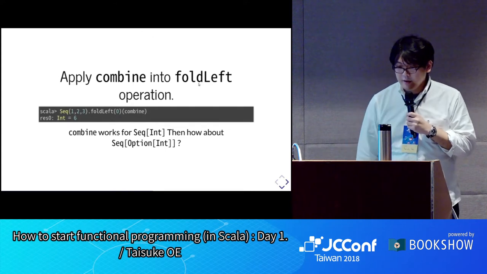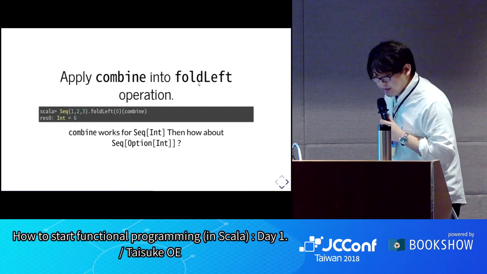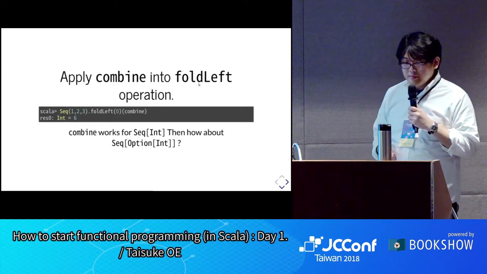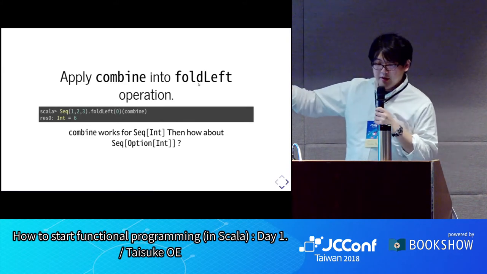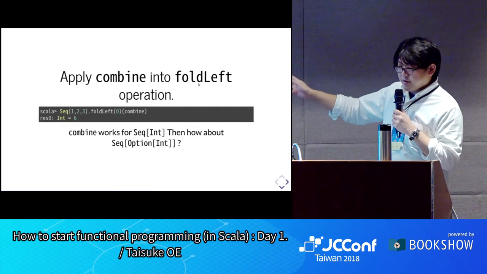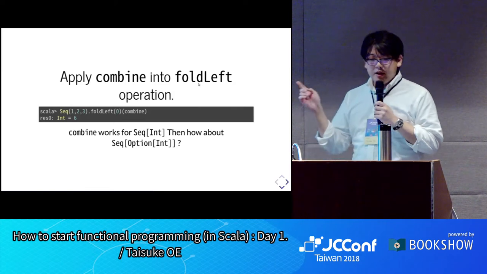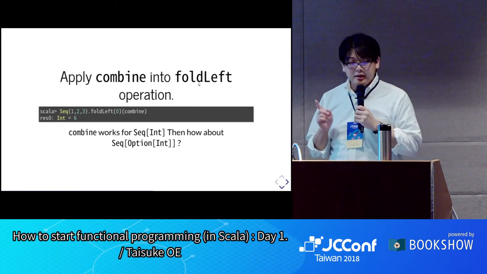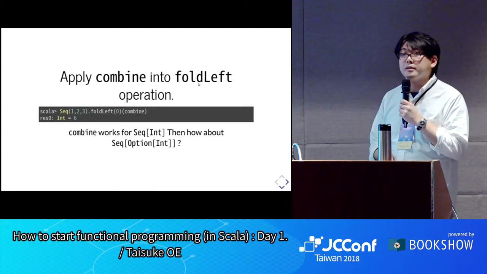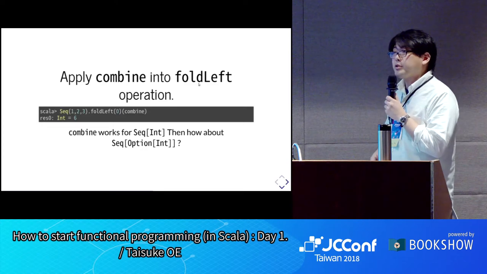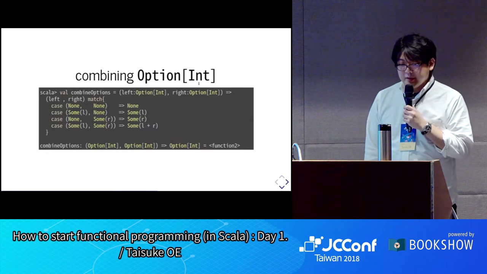Okay. So let's apply the combine function into the fold left operation. This is the same semantics as the previous sample code, but just replace the second argument with the combine function we defined. So the combine function works well on a sequence of int. Then how about a sequence of option int? You might have a sequence of option int. So yeah, it will be manageable.